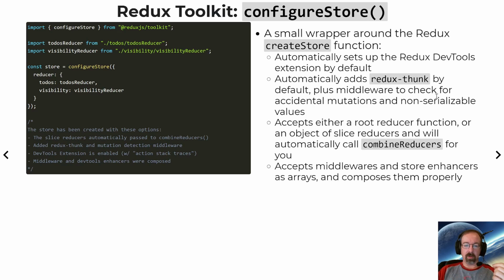When you call configureStore, it's going to automatically set up the Redux DevTools extension, automatically add the Thunk middleware. You can even pass in an object full of slice reducers, and it'll call combineReducers for you. You'll note that it actually takes a single parameter that is an options object instead of multiple separate positional parameters. So it's easier to see what you're actually passing in. And middleware and store enhancers can be passed in as arrays.